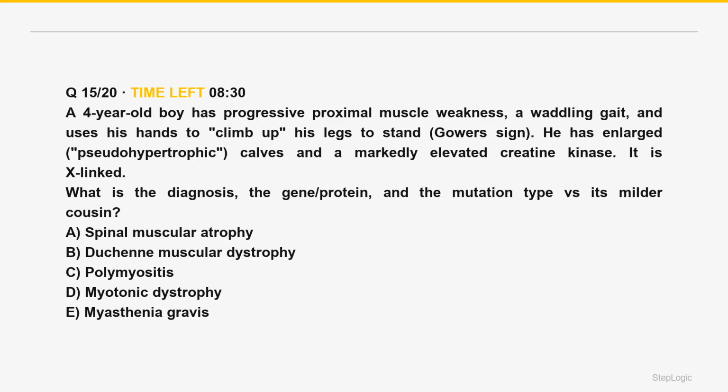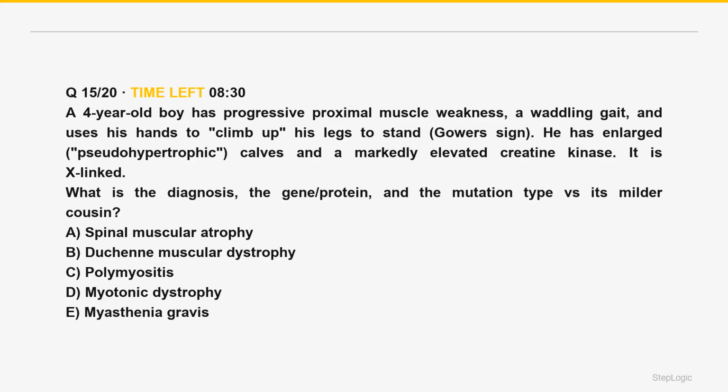What is the diagnosis? The gene, the protein, and the mutation type versus its milder cousin. A 4-year-old boy has progressive proximal muscle weakness, a waddling gait, and uses his hands to climb up his legs to stand, Gower sign. He has enlarged pseudohypertrophic calves and a markedly elevated creatine kinase. It is X-linked.